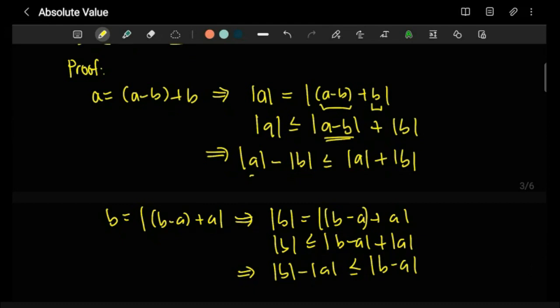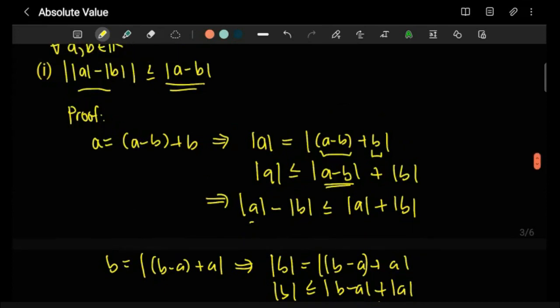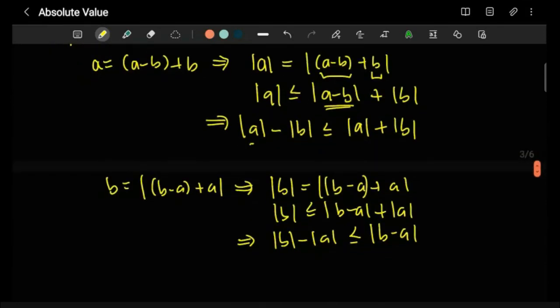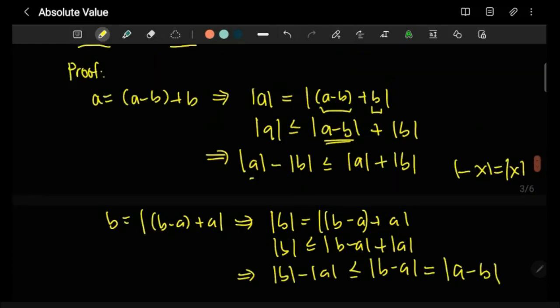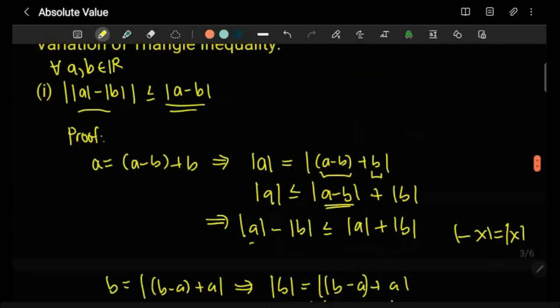Yan. Okay. Now, this is B minus A pero yung given natin A minus B. But of course, sabi nga natin kanina, di ba? Yung absolute value ng negative x is the same as the absolute value of x. So, if I multiply it by negative 1, it will become A minus B. So, yung B minus A, pareho lang sa absolute value ng A minus B. So, this is absolute value of B minus A. But this is absolute value of A minus absolute value of B.